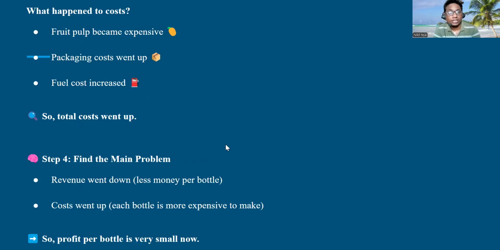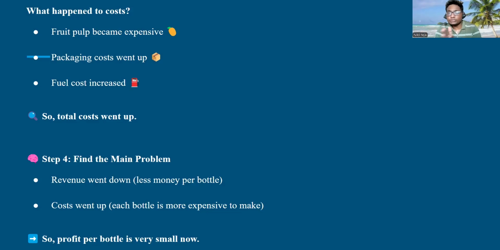So these are also called variable costs. Let's see what happened to costs. Fruit pulp became expensive, as I said before. That is the reason why variable costs are increasing. Second, packaging costs went up. That is also a variable cost, right? Fixed costs are the same, but variable costs are increasing. Fuel costs also increased, which also comes under the variable cost category. So total costs went up. That is the reason why profits are declining, right? So basically, revenue has decreased and costs have increased. That is the reason why our profits have been decreasing and falling. These are the findings we have found as a management consultant.